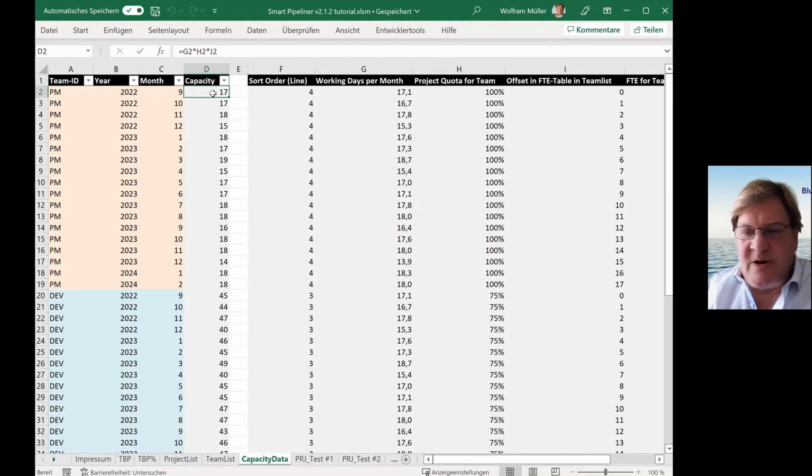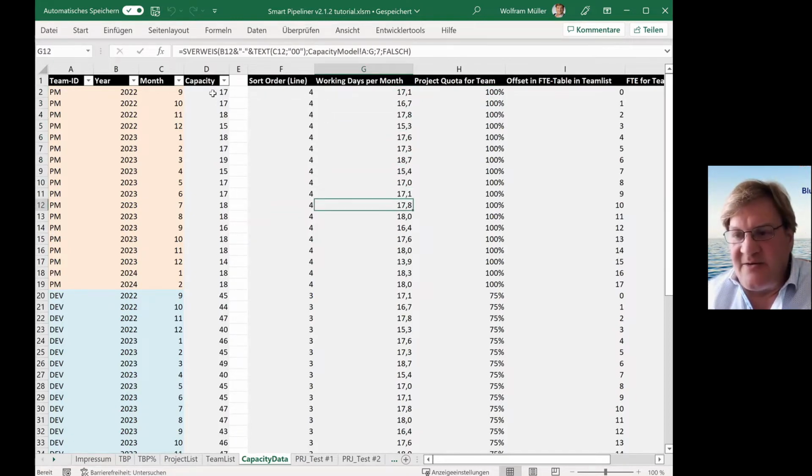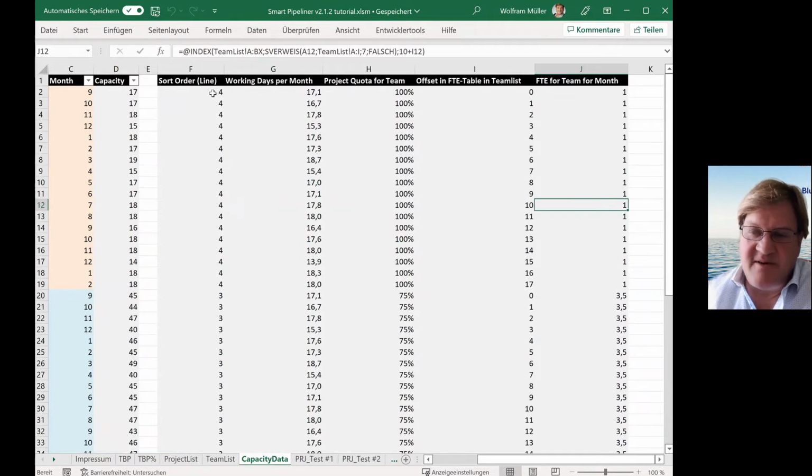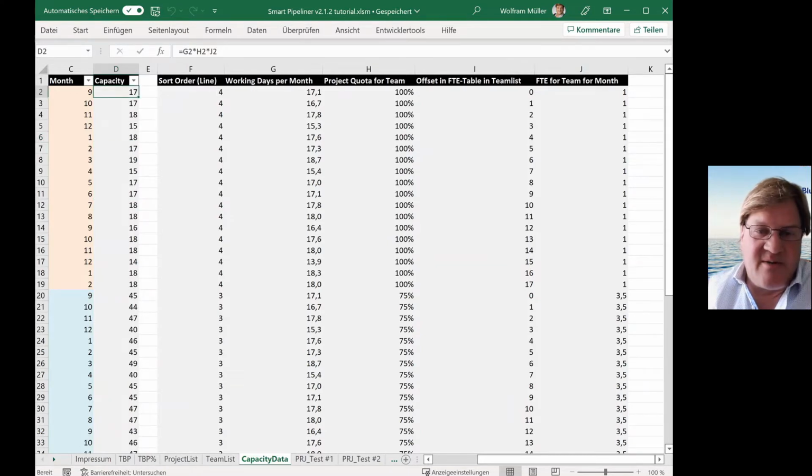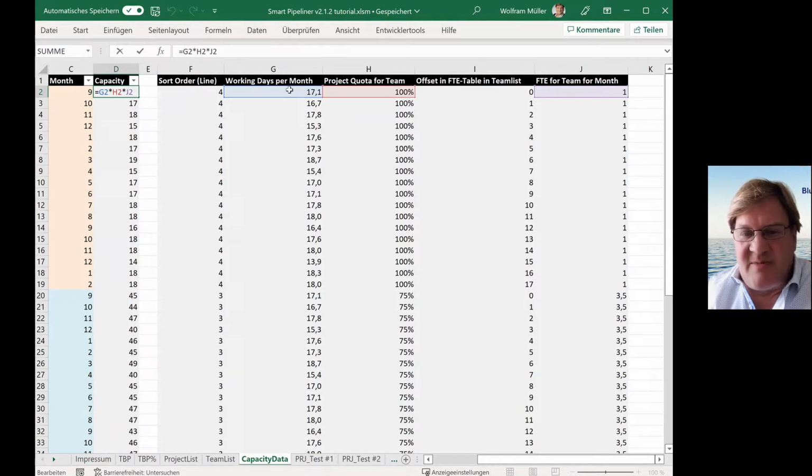So what this sheet is doing, it simply takes the number of people, their project quota, and the available working days per month. And out of this, including the full-time equivalents, it calculates the number of available working days, the capacity. So you see it's more or less the working days per month, the project quota, and the FTE. And the only interesting part is how to determine the available working days per month.